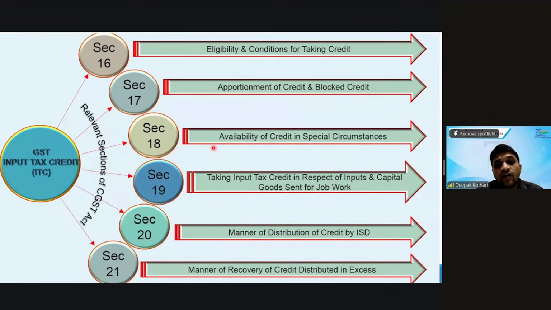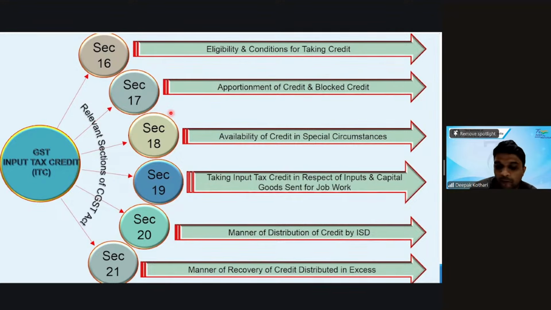Then section 18 talks about the credit in special circumstances. Section 19 talks about input tax credit in respect of input and capital goods sent for job work. Section 20 talks about the manner of distribution of credit by an input service distributor and the manner of recovery of credit distributed in excess. So 19, 20, and 21 are not relevant for you. Very simple, only three sections: 16, 17, and 18 are relevant for you. The chapter under the law covers 16 to 21, but relevant for your intermediate is 16, 17, and 18.